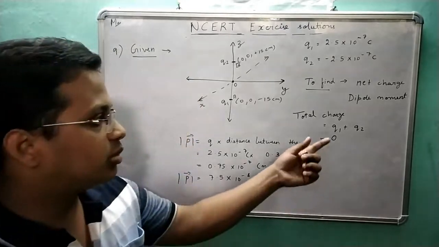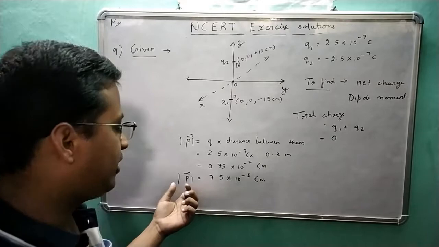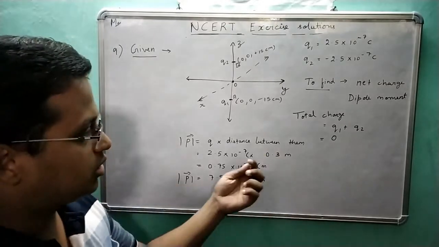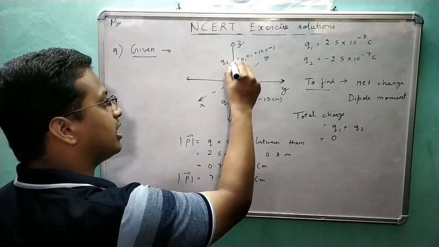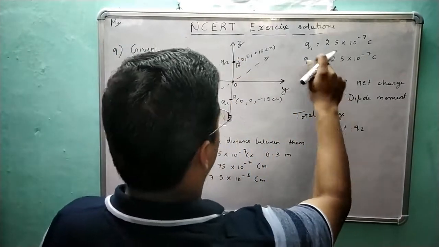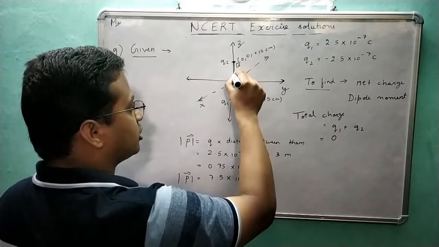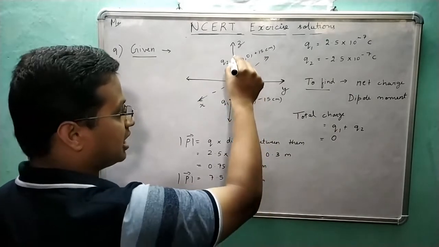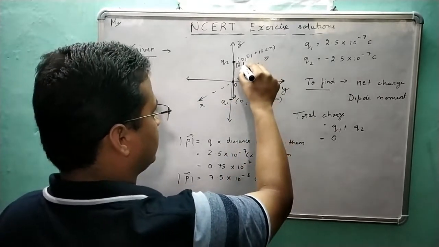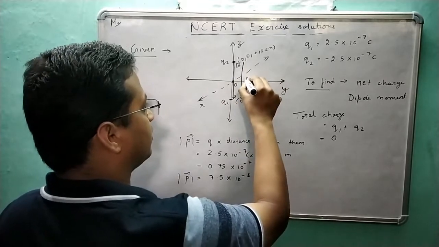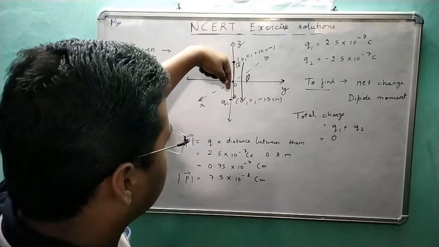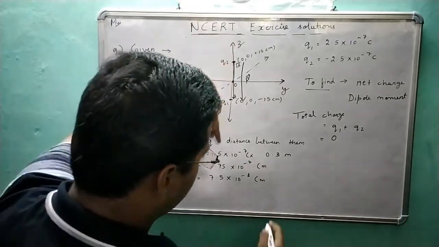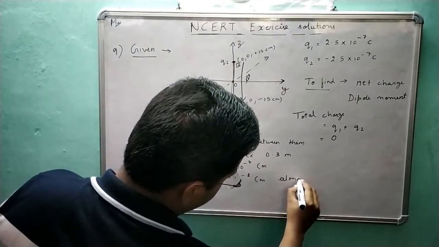But since dipole moment is a vector quantity, we also have to denote its direction. What is its direction? The direction of a dipole moment is from the negative charge. As you can see, Q2 is the negative charge. So the direction of P vector is from minus to plus. Always the direction of dipole moment is from negative to positive. So as you can see, the direction is B to A, or along the negative z-axis.